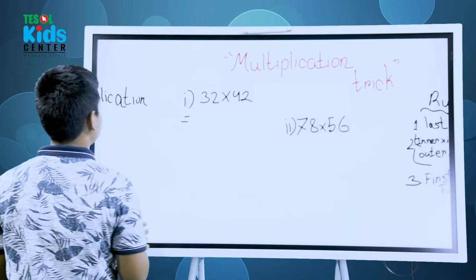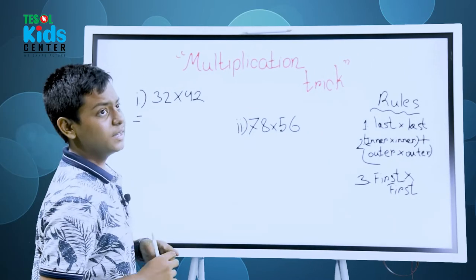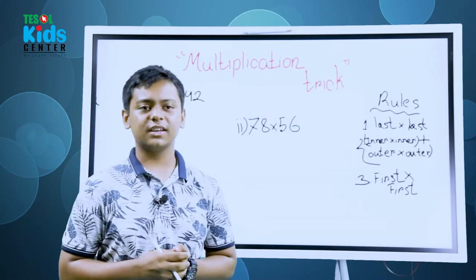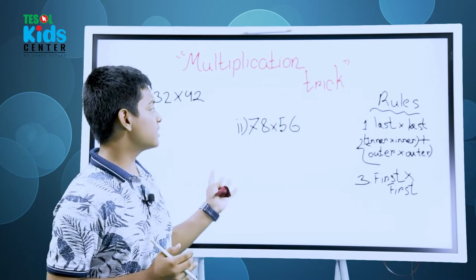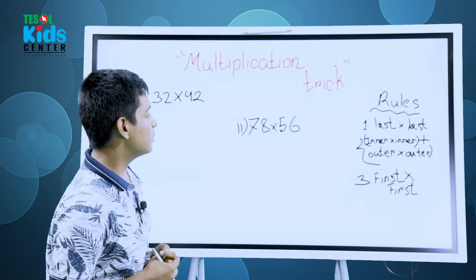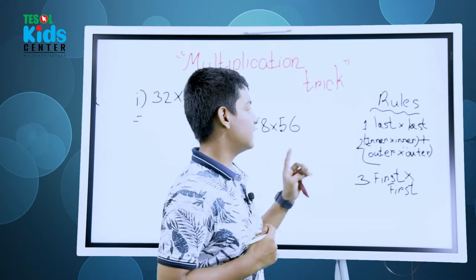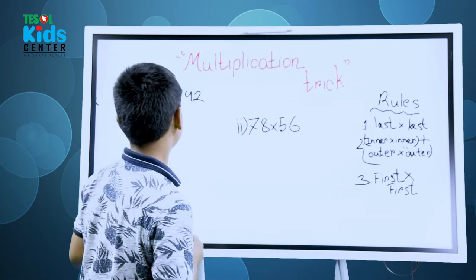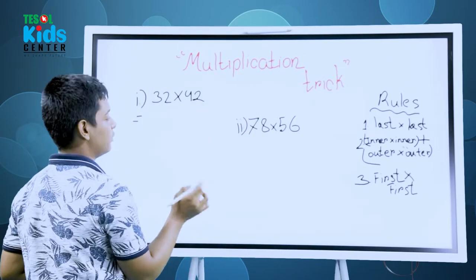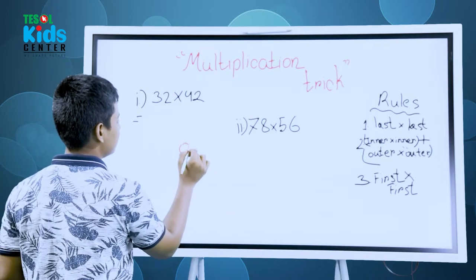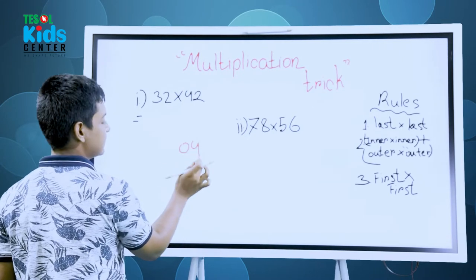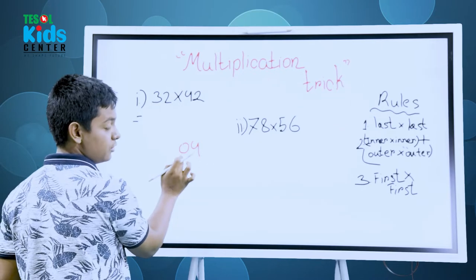You guys have seen many kinds of processes of multiplication, but our process is different from them. First of all, as per rules, last digit into last digit. So 2 2s are 4. We're gonna put 0 in front, because that's a single number, so we have to put this as 04.